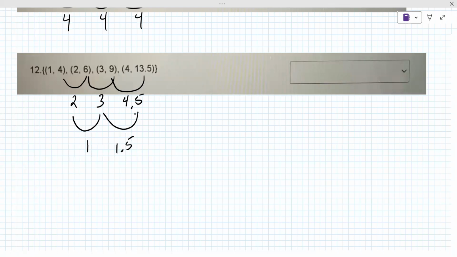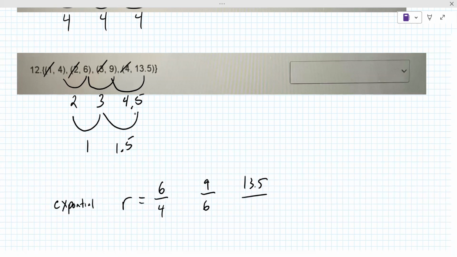So when it's exponential, and we did this in an earlier problem, you really should figure out what's called the R value. It's the ratio, and it's the next divided by the previous. So you really don't care at all about the X values. So, it's 6/4, it's 9 over 6, it's 13.5 over 9. And then you hope that they're all the same.